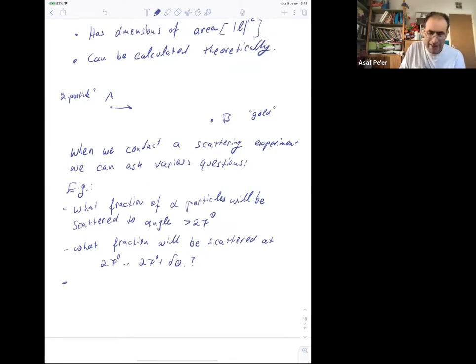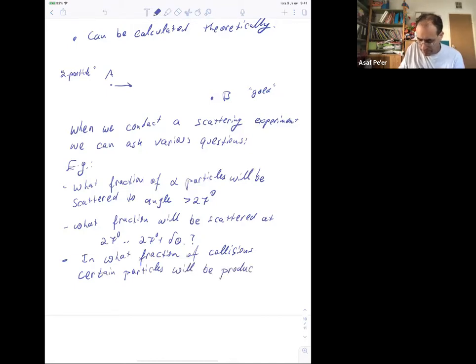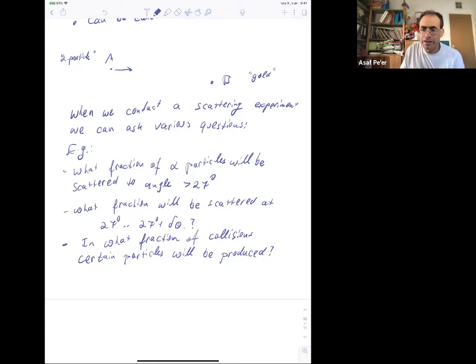If the scattering is inelastic, then new particles will be produced, and we can ask in what fraction of the collisions certain particles will be produced, right? In what fraction of collisions at least one photon will be emitted, right? What fraction of these photons will have an energy greater than something, etc.